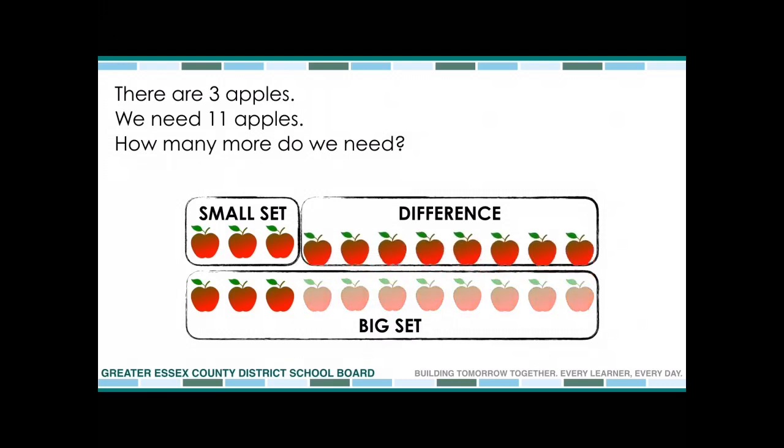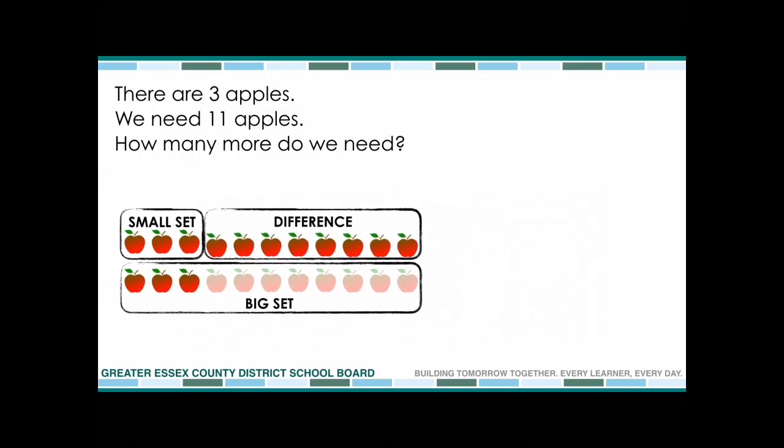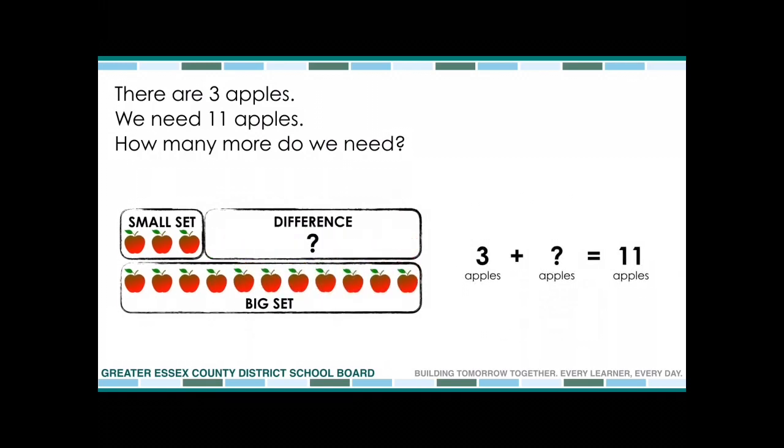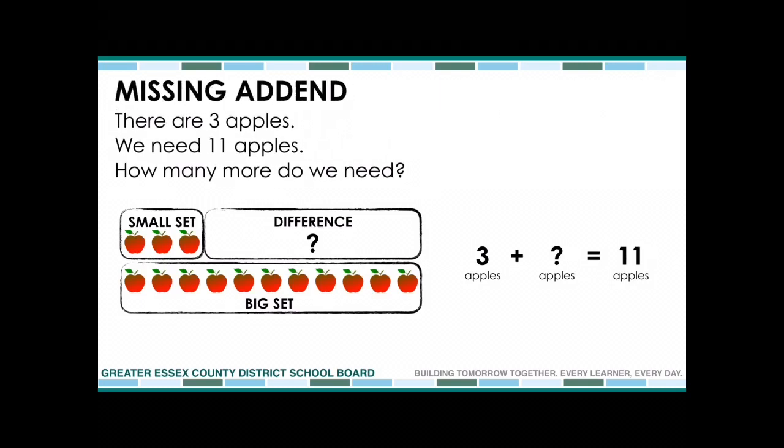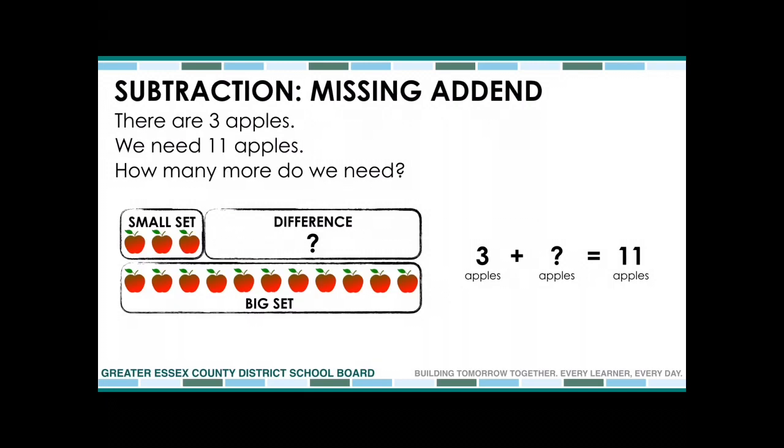So we can see here that the difference is going to be 8 apples. What we may not see is that this is actually a scenario that we can access through subtraction. However, it's oftentimes additive thinking that students are using to solve this problem: 3 apples plus some other quantity of apples will give us 11 apples. So while this is a subtraction problem with a missing addend, often students are accessing it through addition. So this makes this problem very, very challenging for students.